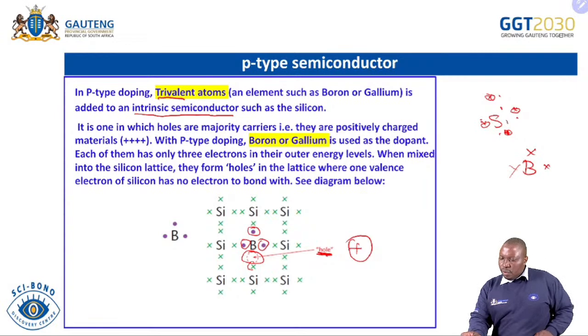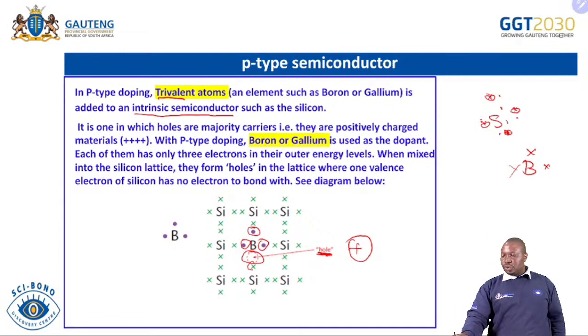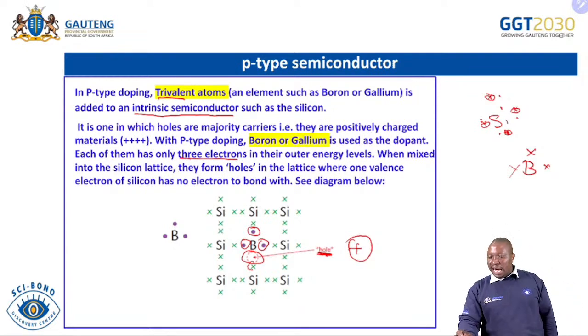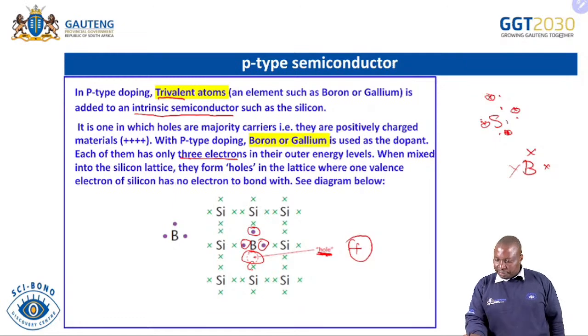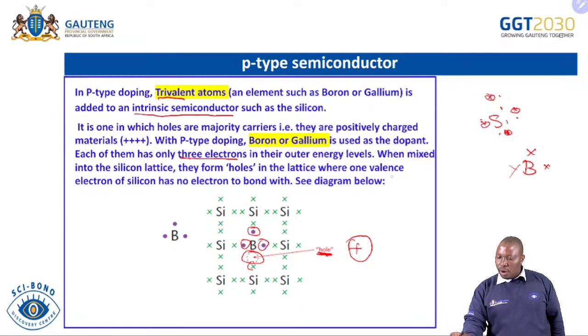Now, we are saying it is one in which holes are majority carriers. They are positively charged material with p-type doping. Boron or gallium is used as the dopant. Each of them has only 3 electrons, as I indicated many times, in the outer energy levels. When mixed into the silicon lattice, when mixed the boron here, they form holes. So you can see the hole is formed in the lattice where one valence electron of silicon has no electron to bond with.